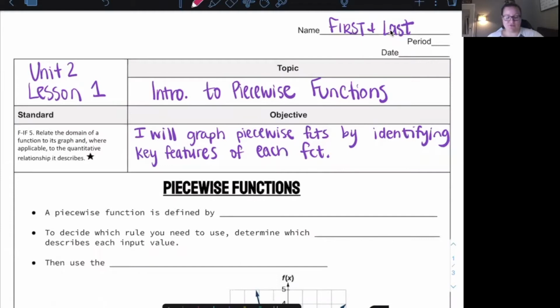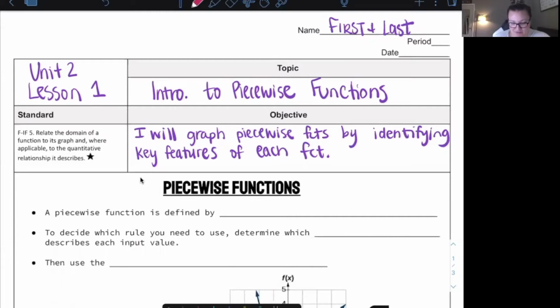So welcome to Unit 2, Lesson 1. Don't forget to put your first and last name at the top of your notes, and make sure that you're writing everything down as we go. You want to make your notes as thorough as possible. So today's topic is, I'm going to be introducing you to piecewise functions. We're going to be talking all things piecewise functions this week. Our objective today is I will graph piecewise functions by identifying key features of each function.